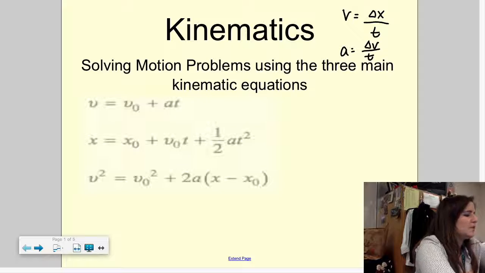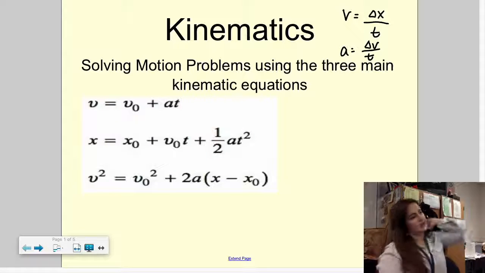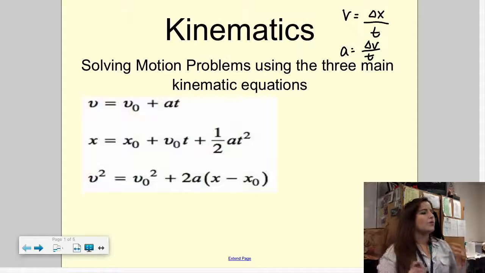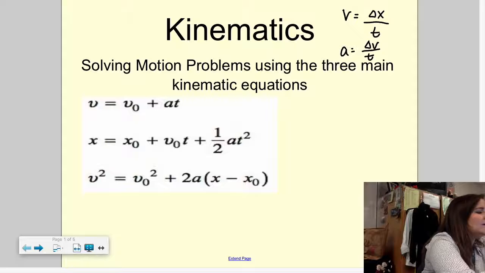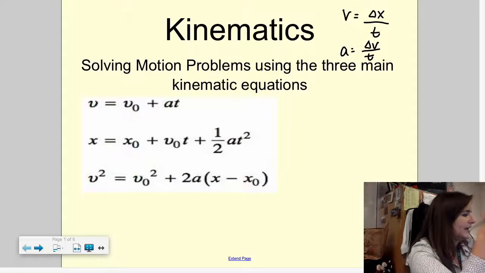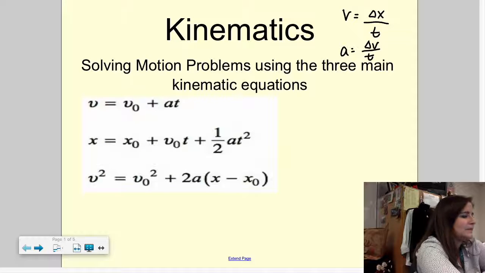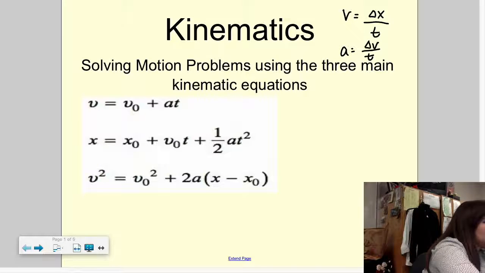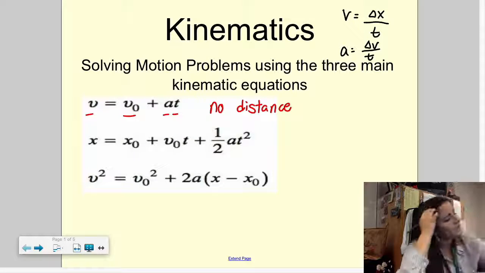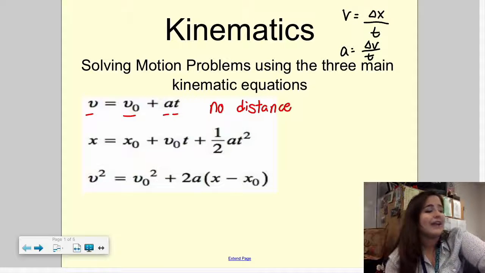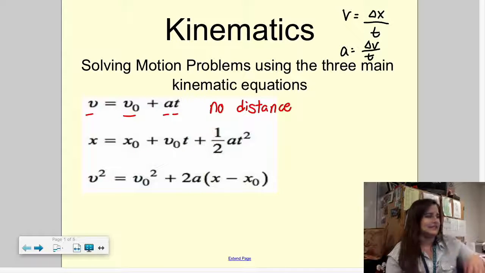So let's talk about the equations. Here are the three main equations, and it's important to know when to use them. If we look at the first one, we have v, velocity, equals initial velocity plus acceleration times time. This one we use when we don't have and we don't care about distance. We can use it to solve for final velocity or initial velocity or acceleration or time, but it is when we are not given and we don't want to find distance.